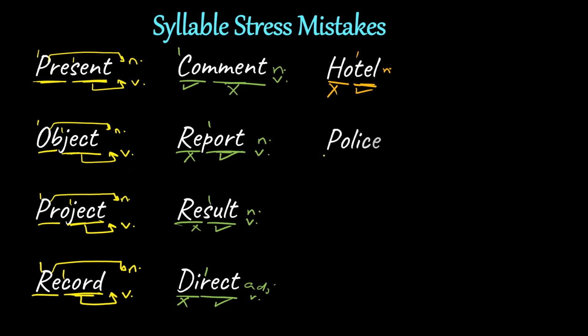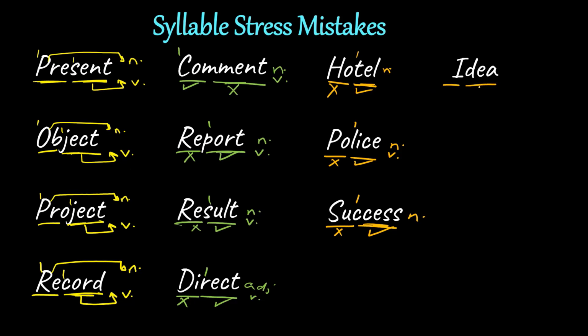Another example, the word police. The stress is always on the second syllable. Don't say POlice. For a noun and a verb. Police. Success. The stress is always on the second syllable. Don't say SUCcess, and of course it's a noun, so the stress is always here on the second syllable. Success.